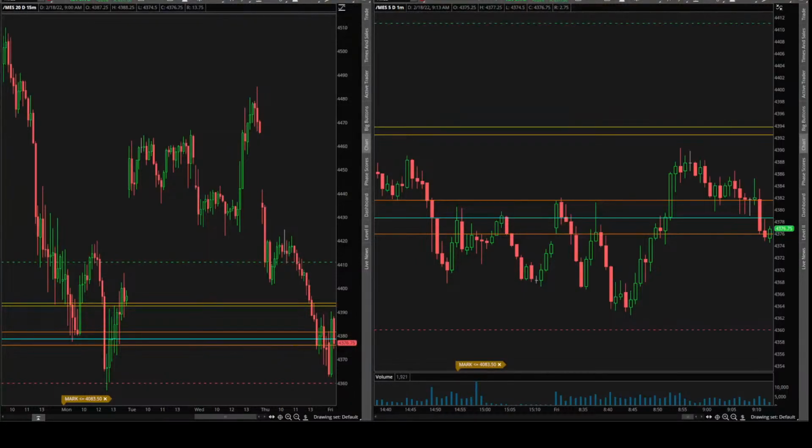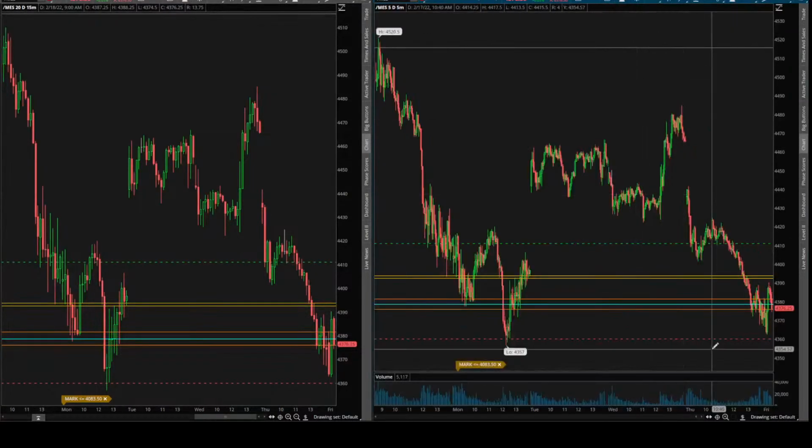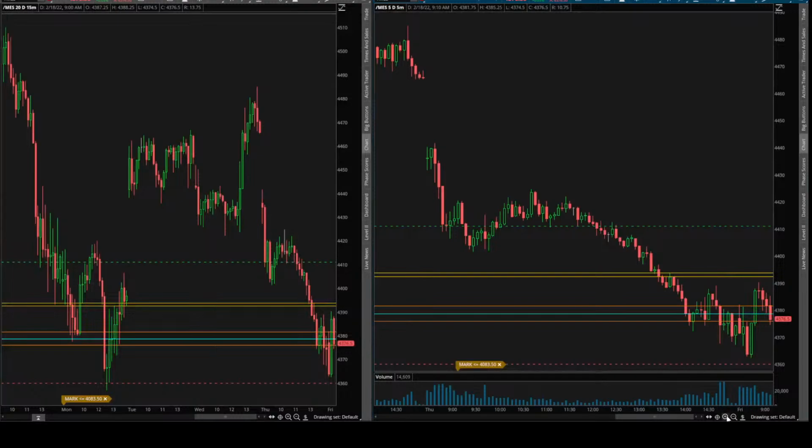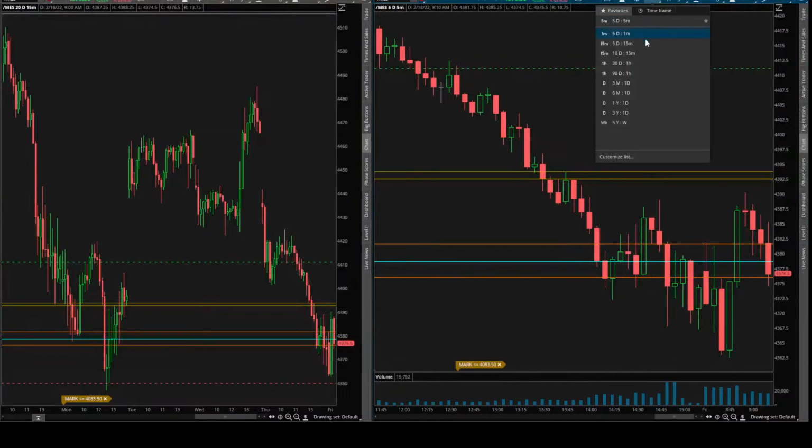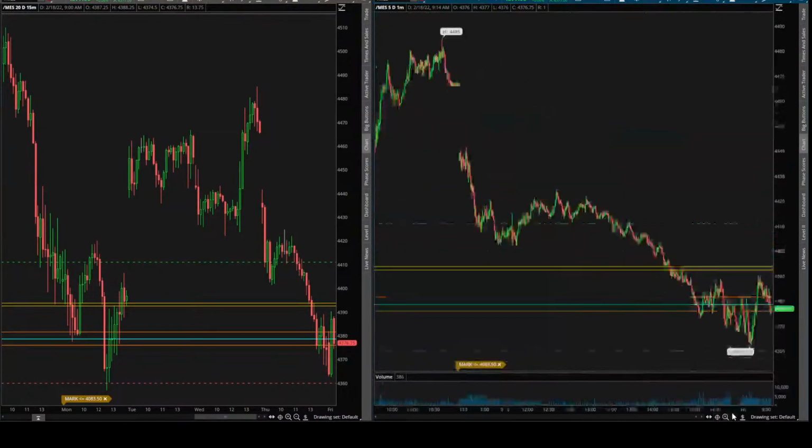Kind of the scene of the crime on the 5 minute. That's where the big pop was. Let's see here, right? So we're down, kind of took out stops down here, ran it up, came up, and now this is like scene of the mini crime. It wasn't anything major, no murder, maybe a little larceny, something like that. So I'm going to put it back to the 1 minute here and see if we can glean any insight.